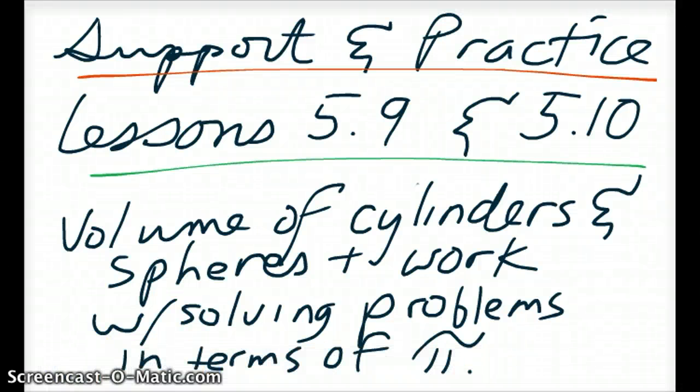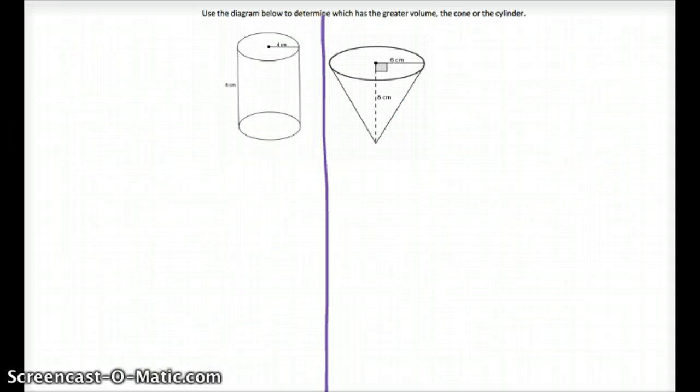Okay, this will be a quick video to help support you and provide you a little more practice with lessons 5.9 and 5.10. I'm going to cover volume of cylinders and spheres, and we're going to work on problem solving by keeping pi instead of typing it in your calculator as either pi or 3.14, but instead keeping it as pi.